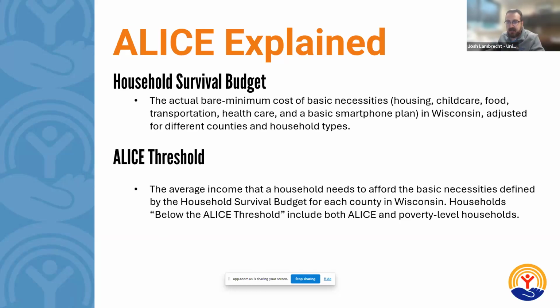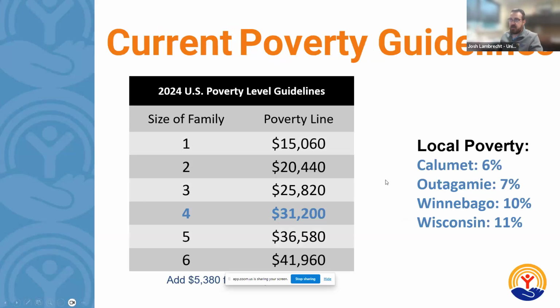So I'm seeing some 30s, between 30 and 35. As of the 2024 guidelines, here's what a family of four considered poverty would be: $31,200. So spot on for anybody in that 30 to 35. For our local communities, in Calumet County, 6% of our population is in this poverty threshold, 7% in Outagamie, 10% in Winnebago. And as a state, the Wisconsin threshold is about 11%.